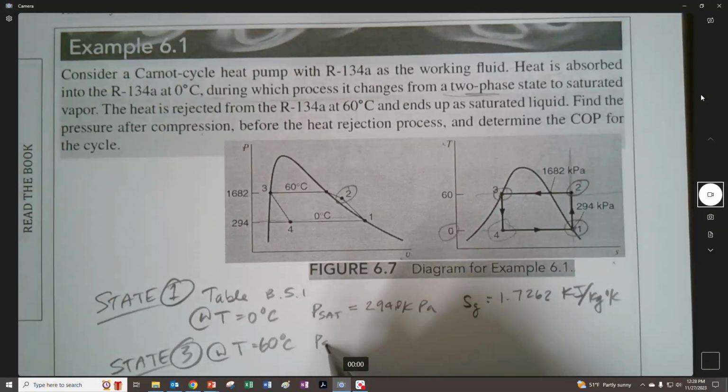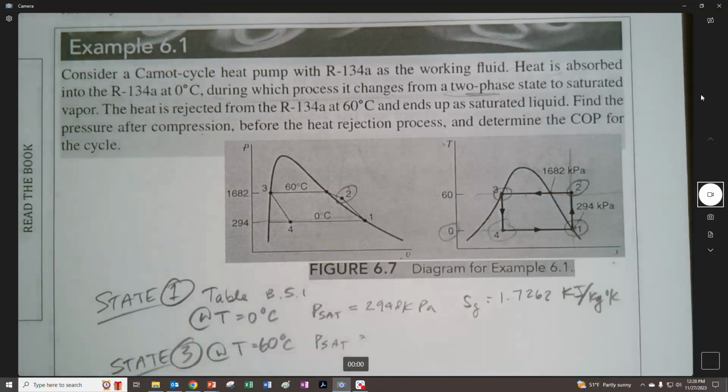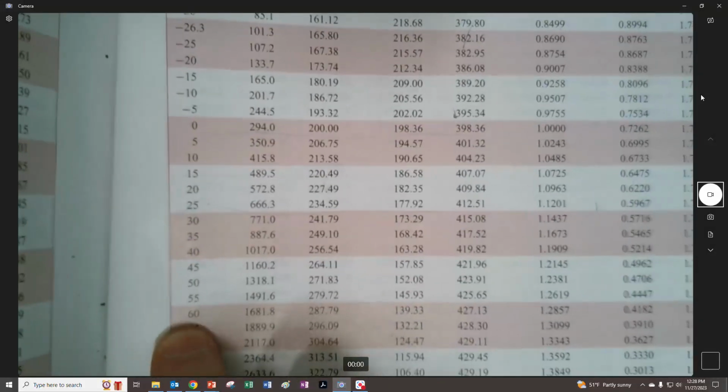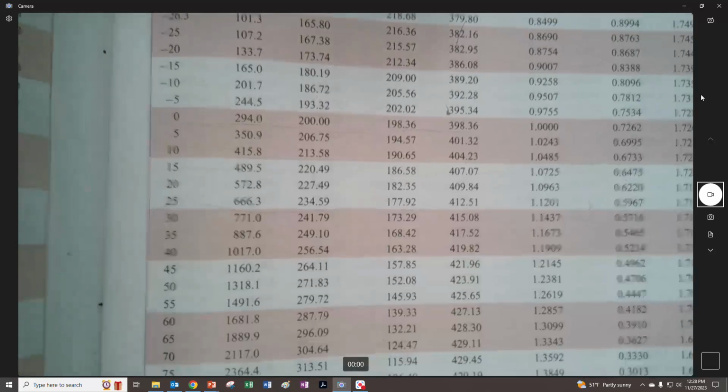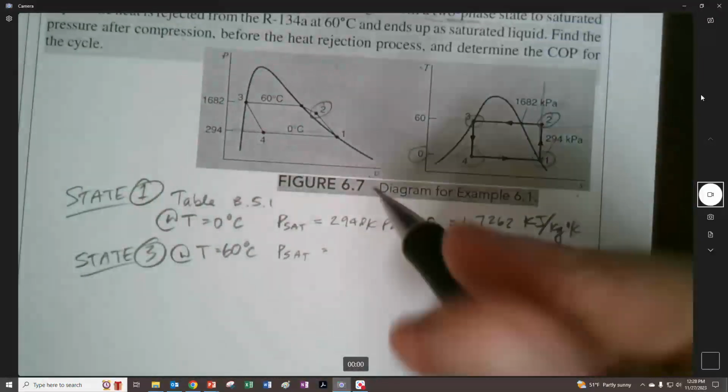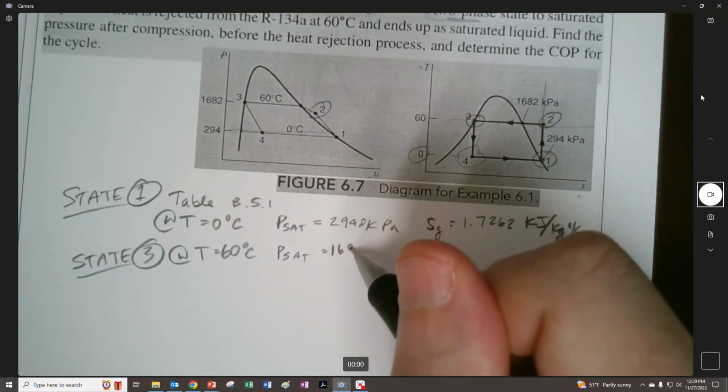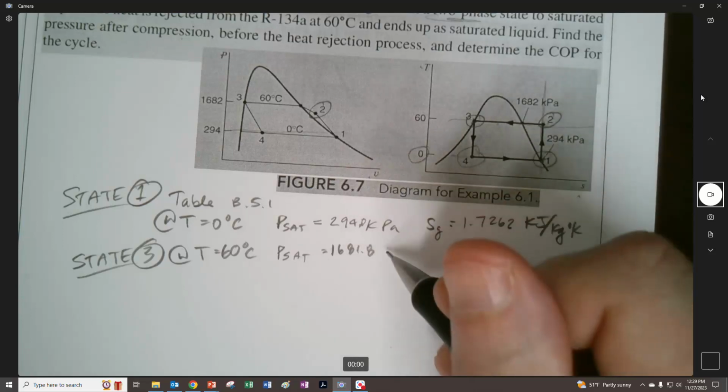So let's go to PSAT. Go to 60 degrees. At 60 degrees, it's going to be 1,681.8 kPa.